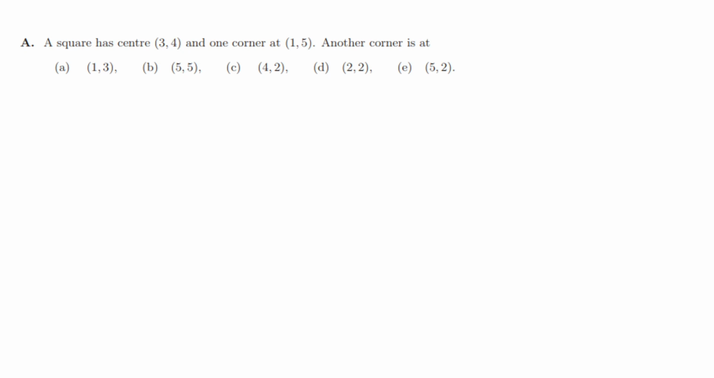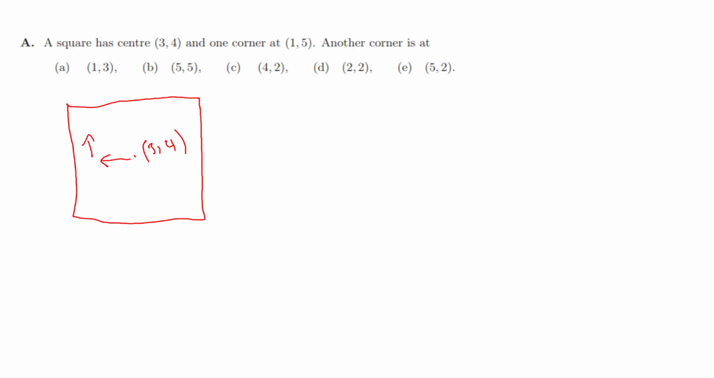So this is another question from the 2020 Oxford Maths admission test. It says a square has centre 3, 4 and one corner at 1, 5, and then it wants to know where the other corners are. So if we imagine our square, we draw our square, our centre has coordinates 3, 4, and our one corner, in terms of the x direction, it is less, so it goes this way, and our y direction is higher, so it goes this way. So we can kind of work out that the corner is basically here-ish.